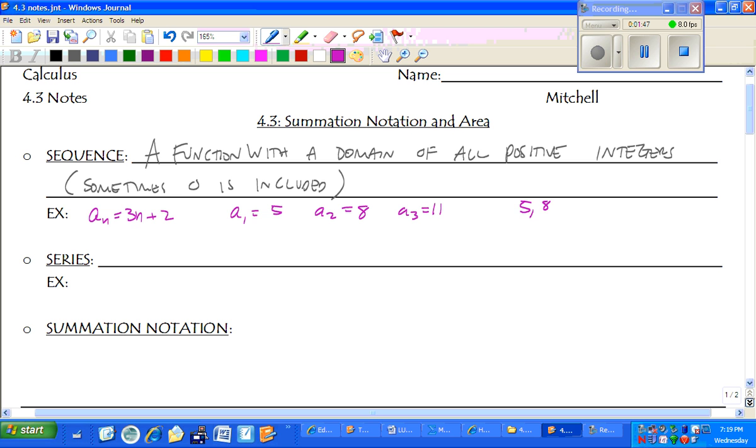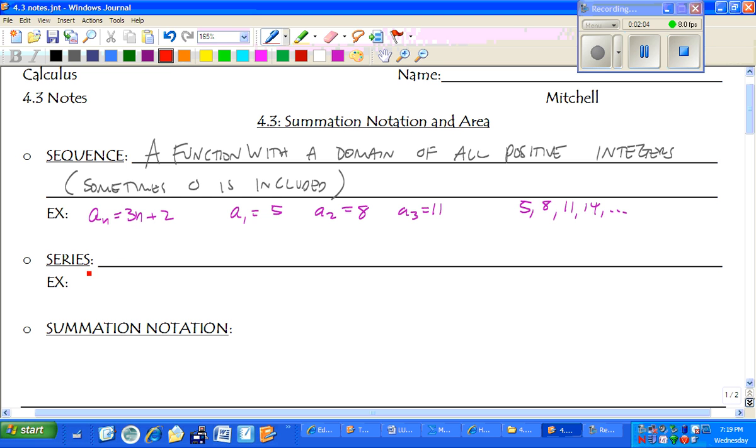So we can see a pattern if we write these out. We have 5, 8, 11, next one will be 14, and so on. You can see that these numbers are going up by 3 each time. This is an example of an arithmetic sequence because it has a common difference.